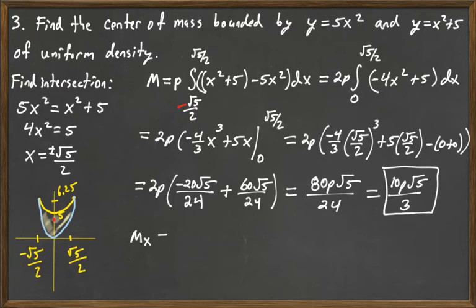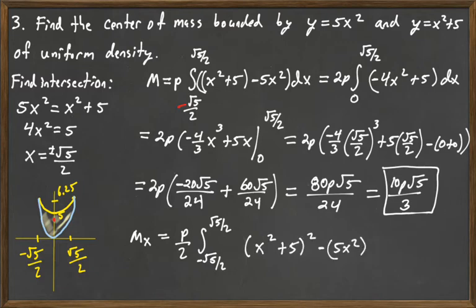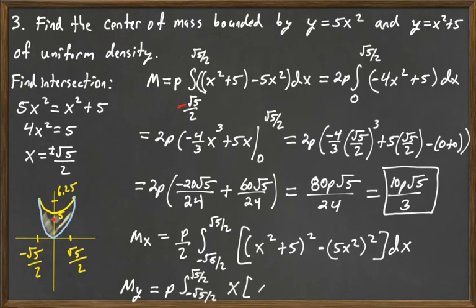Okay. The moment about the x-axis is going to be rho over 2, integral from negative root 5 over 2 to positive root 5 over 2, upper function squared minus the lower function squared, and then we're going to integrate with respect to x. Moment about the y-axis, rho times the integral from negative root 5 over 2 to positive root 5 over 2, x times the upper function minus the lower function, integrating with respect to x.